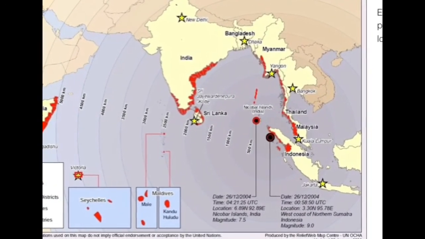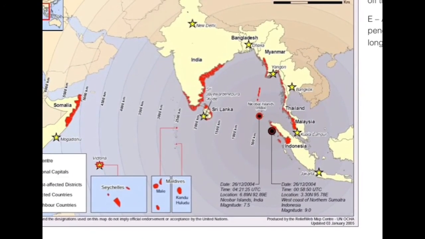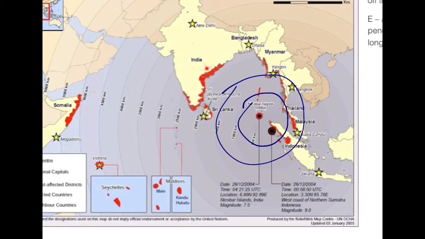It's also useful if you study the map that relates to the earthquake. This gives the exact location where the earthquake struck, obviously under the ocean, and then you can see that the tsunami waves radiate out from here, and then they affect these countries which are highlighted in red all the way around. It's useful to be able to name Indonesia, Malaysia, Thailand, Myanmar, Bangladesh, well not so much Bangladesh but India, and possibly Somalia as well.